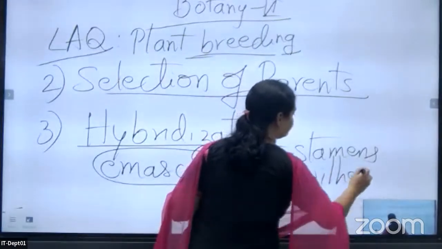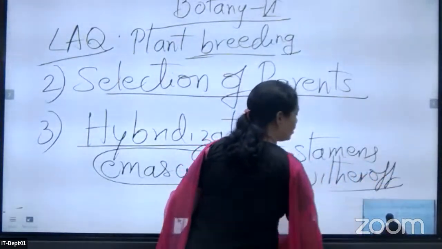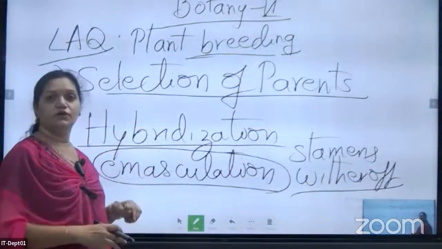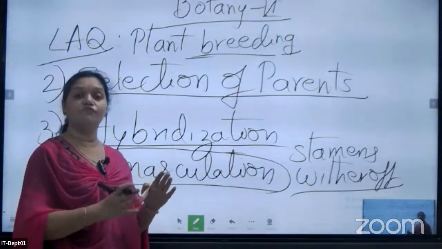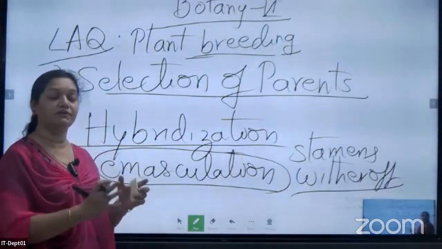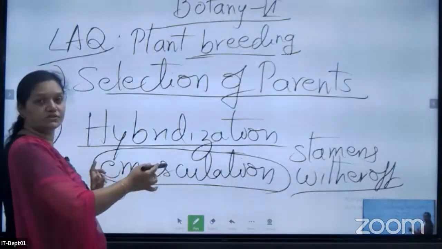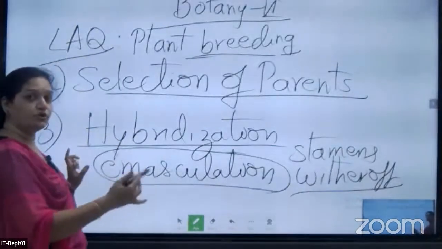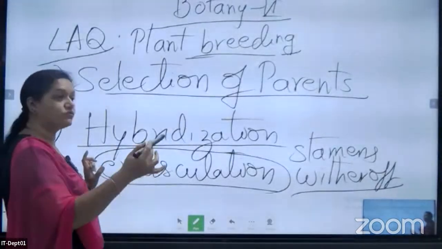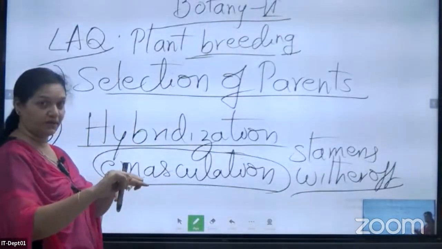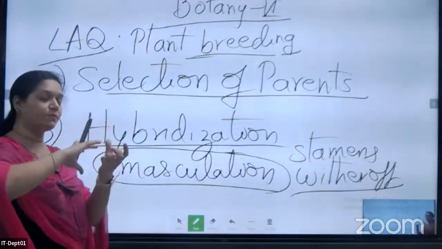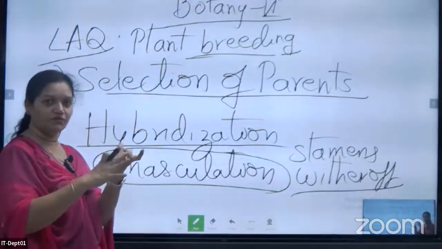All the stamens will wither off. Wither off means they are removed completely, they fall off from the inflorescence, from the flower itself. That is the emasculation process. After that, what do we have to do? We have to go with the next step. That is bagging, protecting the flower or inflorescence.